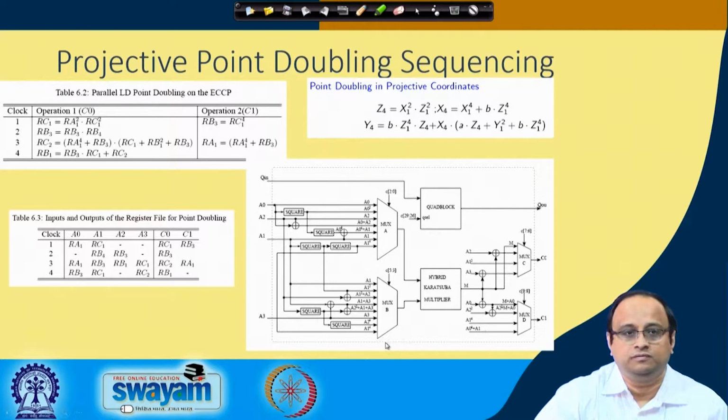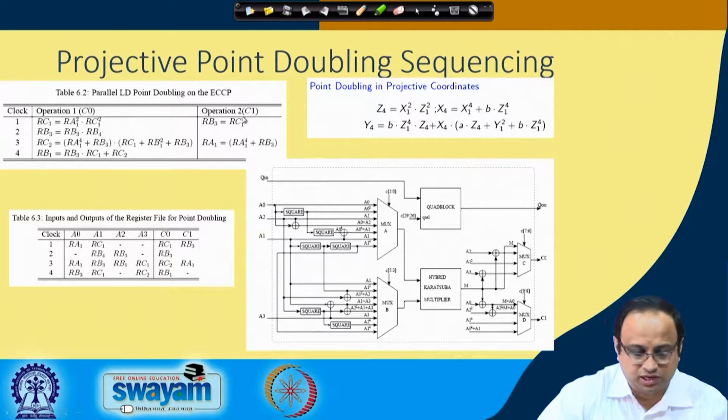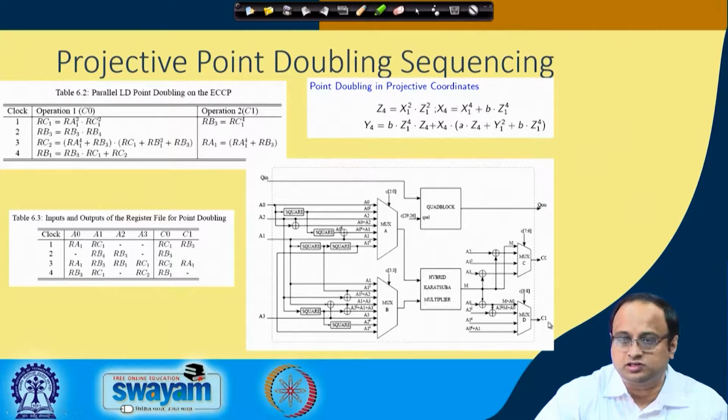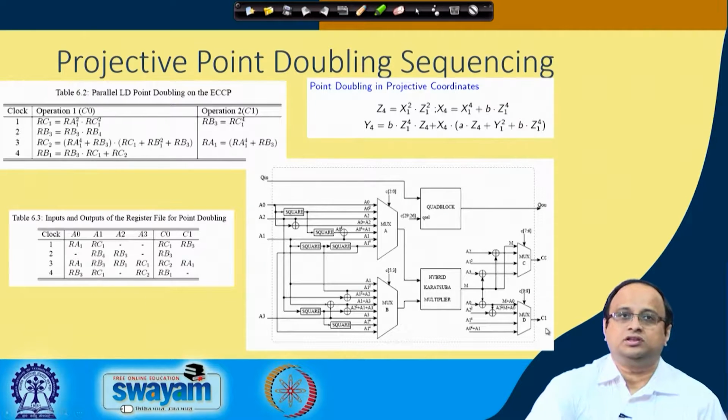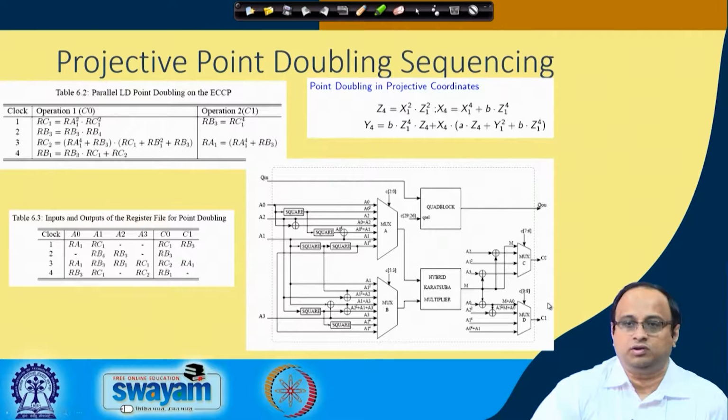A more detailed look into this can be seen here in context with our data path for the arithmetic unit. Suppose these are the successive 4 clock cycles: clock 1, clock 2, clock 3 and clock 4. You see that in our arithmetic unit there are 2 output ports, C0 and C1. This is for parallelism. We are trying to extract as much parallelism as we can, given the constraint that we have got only one multiplier.